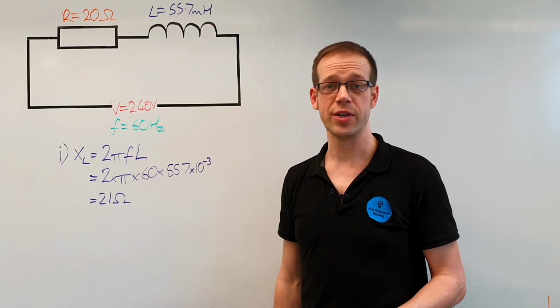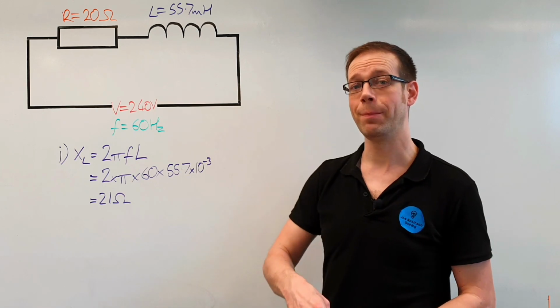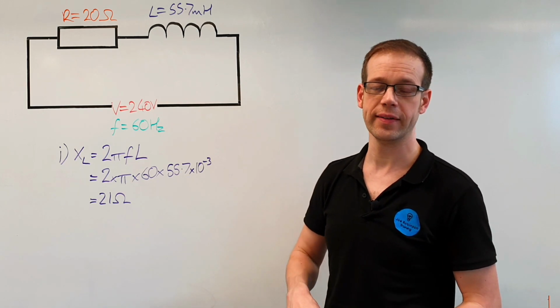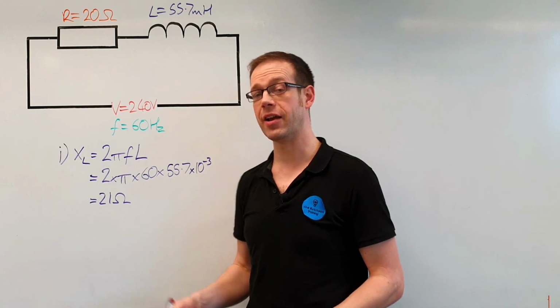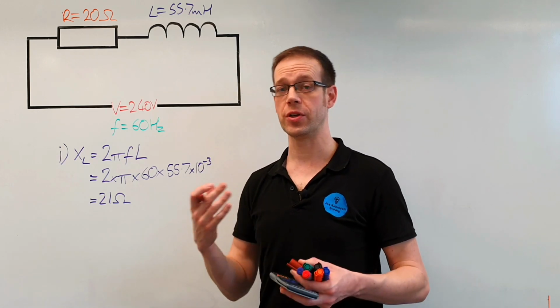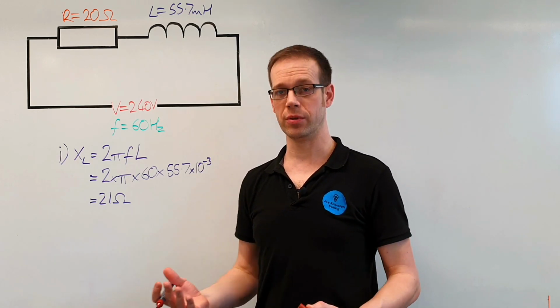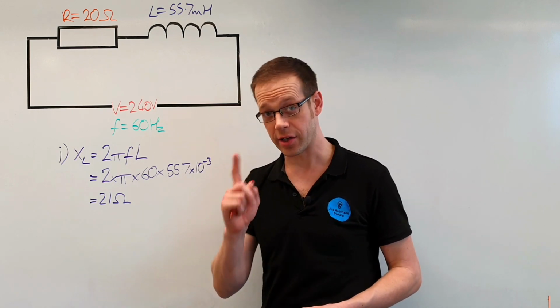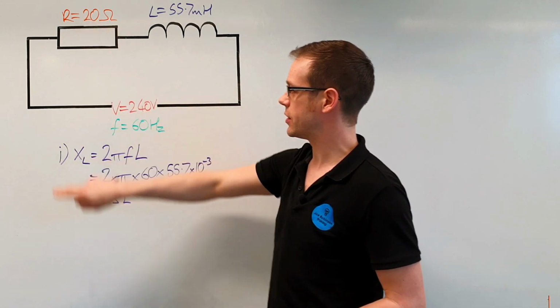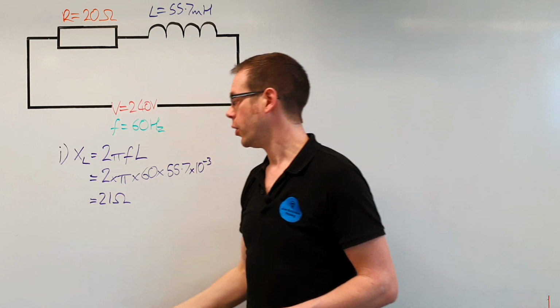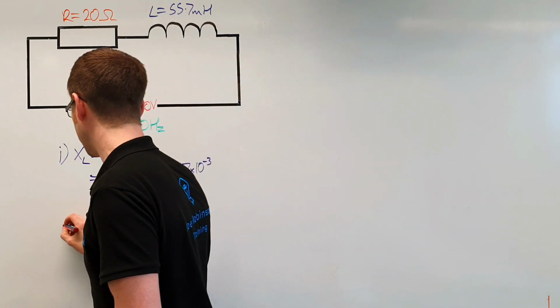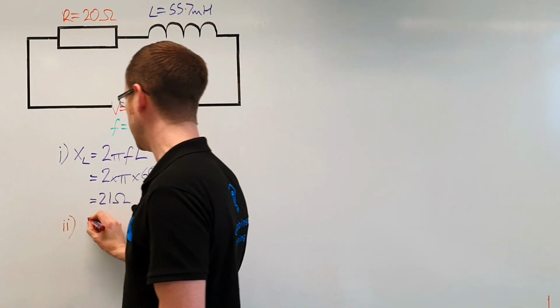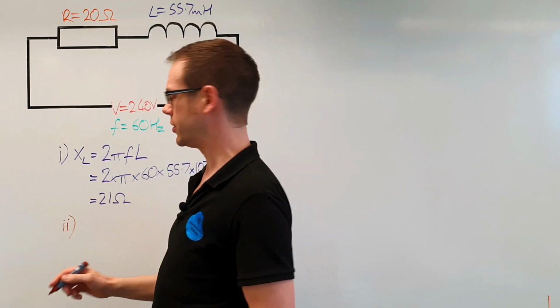Okay, so the next part of the question asks us, what is the total circuit impedance? So we're going to try and find the total impedance of the circuit. Remember, impedance is just another type of opposition to current flow. It's the total opposition to current flow in the circuit, and it's a combination of resistance and reactance. So how do we combine these? Well, for part 2 of this, we use a bit of Pythagoras' theorem.